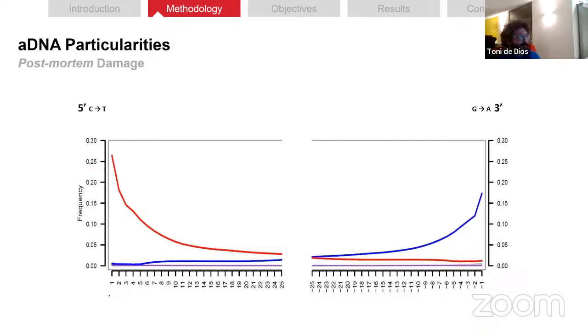This is an example of one of those damage patterns. Basically, you have to imagine that you have a DNA read here, and the more you go to the end of the read, because of the chemical properties of the DNA molecule, cytosines are degrading into thymines at the 5' end. Basically, here for every cytosine that we have in our reference genome, 25% has become thymine. And in the other case, if we are looking at the 3' end, we will see the same pattern, but instead of cytosine, it is guanines that have become adenines.